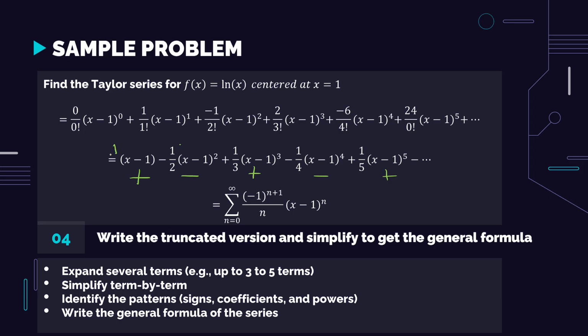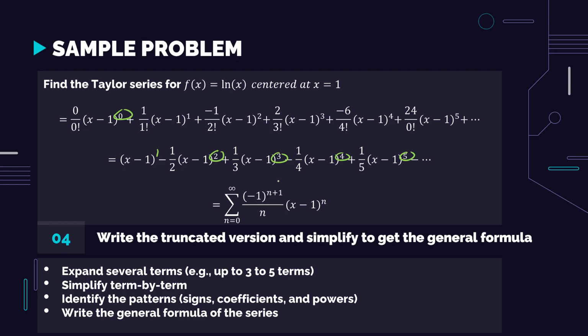So next, for the coefficient, at the start we have 1 over 1, or simply 1. Next, the coefficient here is 1/2. Then it became 1/3, 1/4, 1/5. Next, how about the powers? Originally we have 0 power here. Then we have power 1 here, 2, 3, 4, 5.